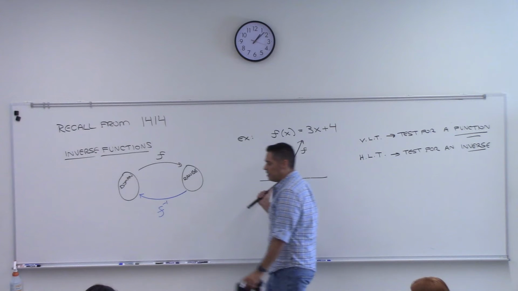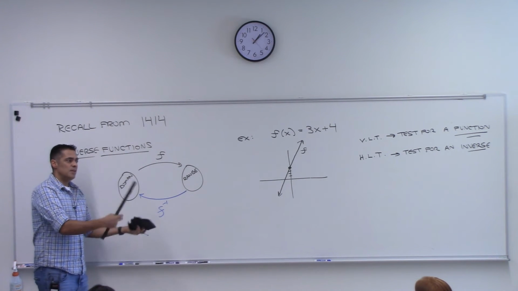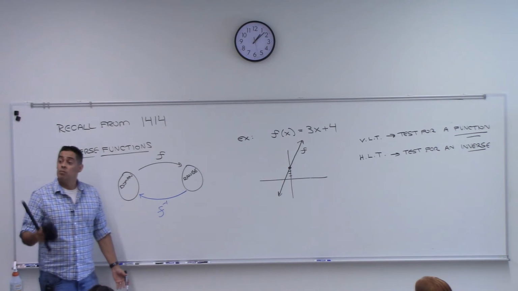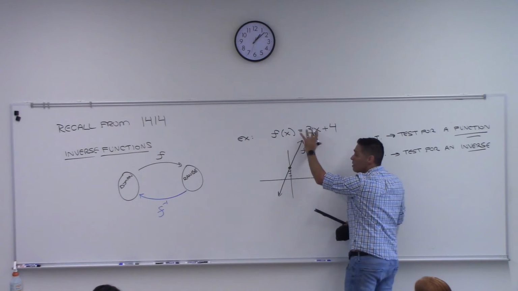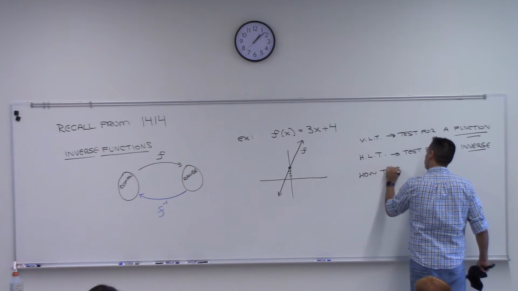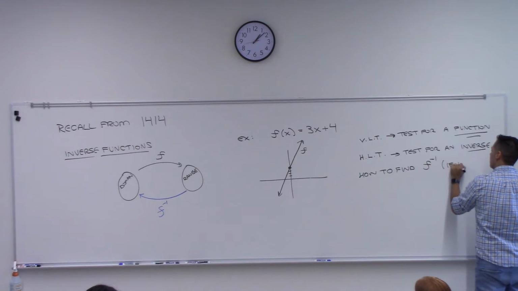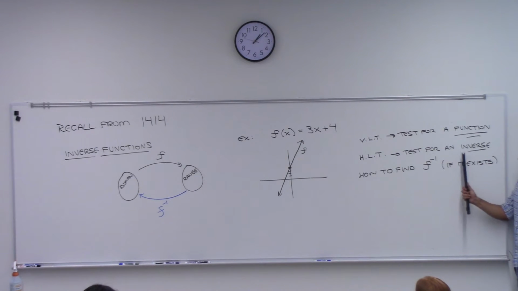So this is a function, yes? 3x plus 4 is a function, and it has an inverse. Does anyone remember how you can find the actual inverse function? There's something you have to do with this algebraically. Let's see if you remember this from college algebra: how to find f inverse, if it exists. If you run the horizontal line test and it passes, then it has an inverse. So if the inverse exists, how do we find it?